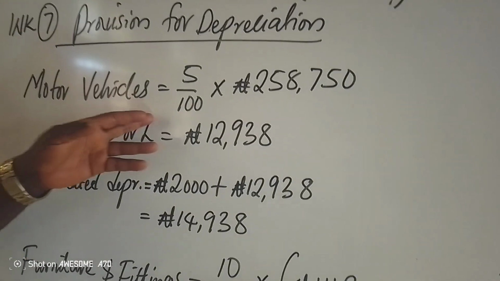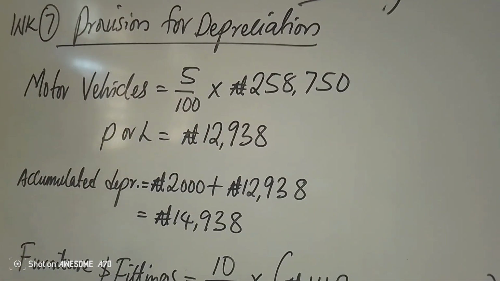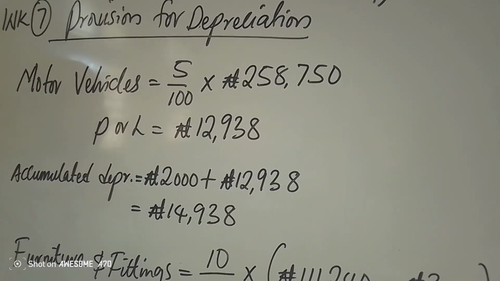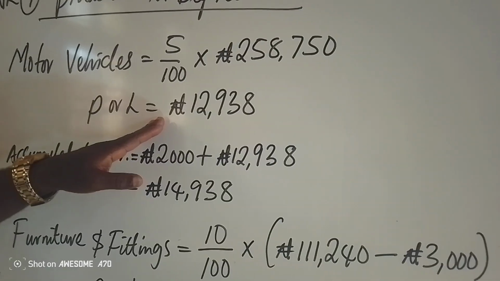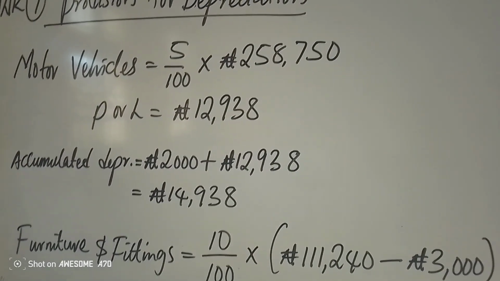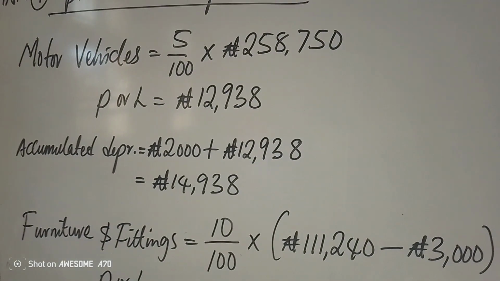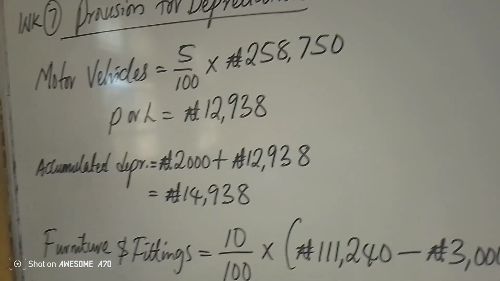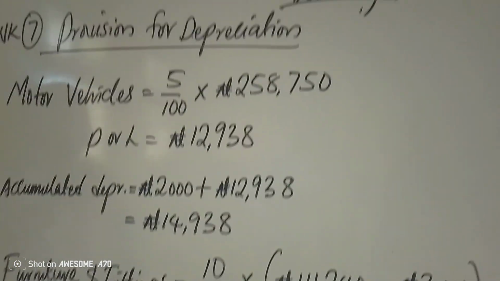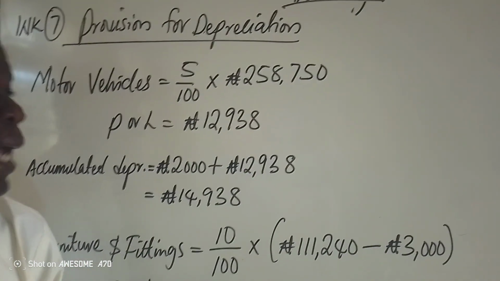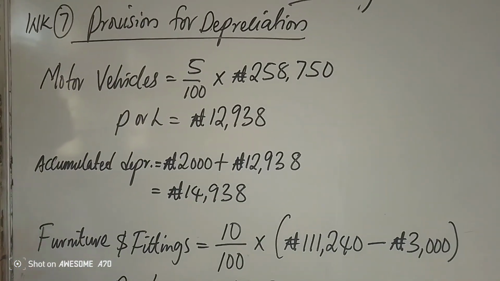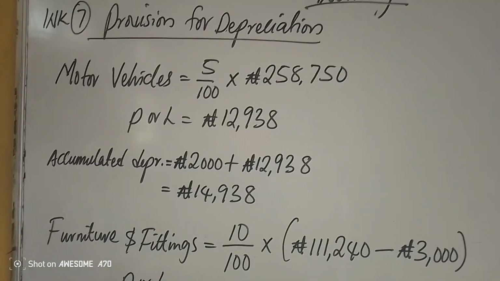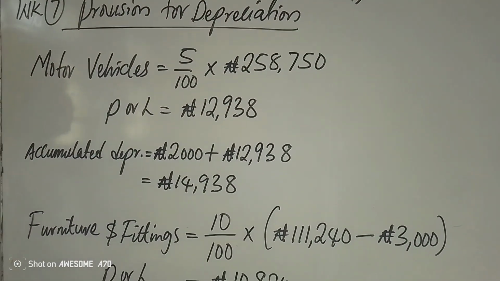In this case, 5% of 258,750 give you 12,938 naira, which is what we charge as operating expenses under profit or loss statement. It is straightforward. Here, if depreciation is on cost, it's just for you to work the percentage on the cost of the assets given in the trial balance. What we get become the expenses, and there's nothing about that. That is straightforward as possible.